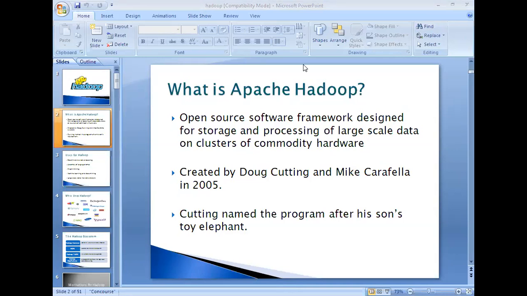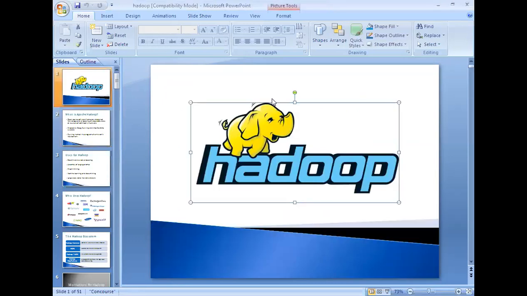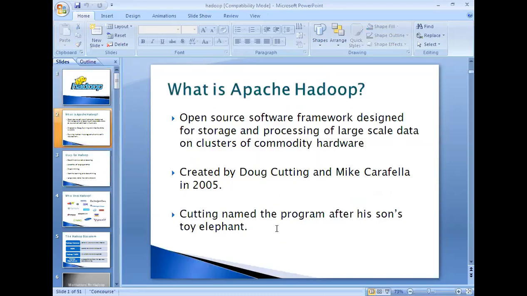Initially it was created by two gentlemen, Doug Cutting and Mike Cafarella, in 2005. Cutting named this project Hadoop after his son's toy elephant. After viewing his son's toy elephant, he suggested the name Hadoop. This is the name of the toy used by Mr. Cutting's son. So that is the reason he put the name as Hadoop.